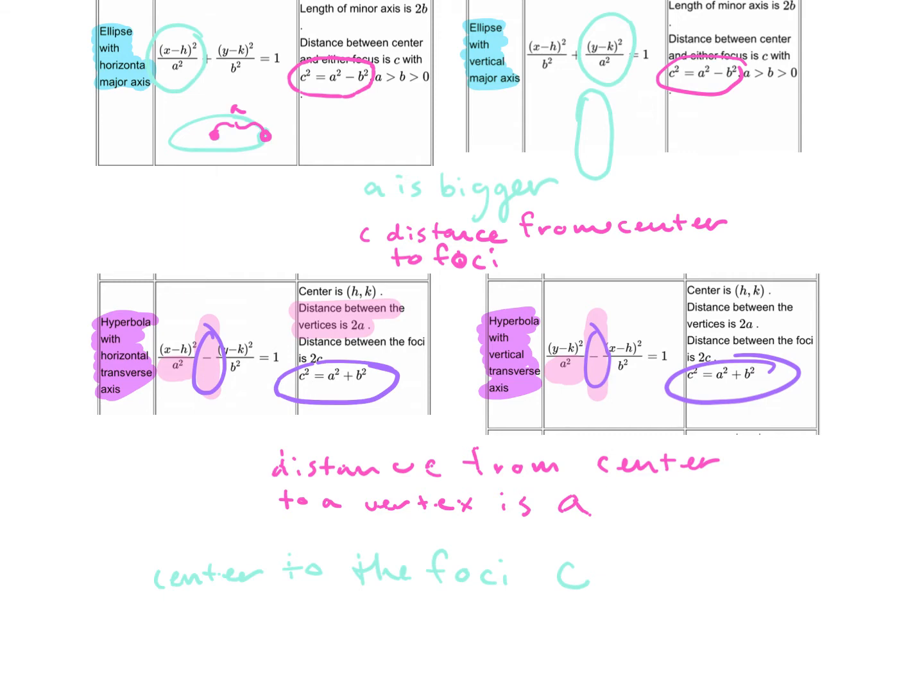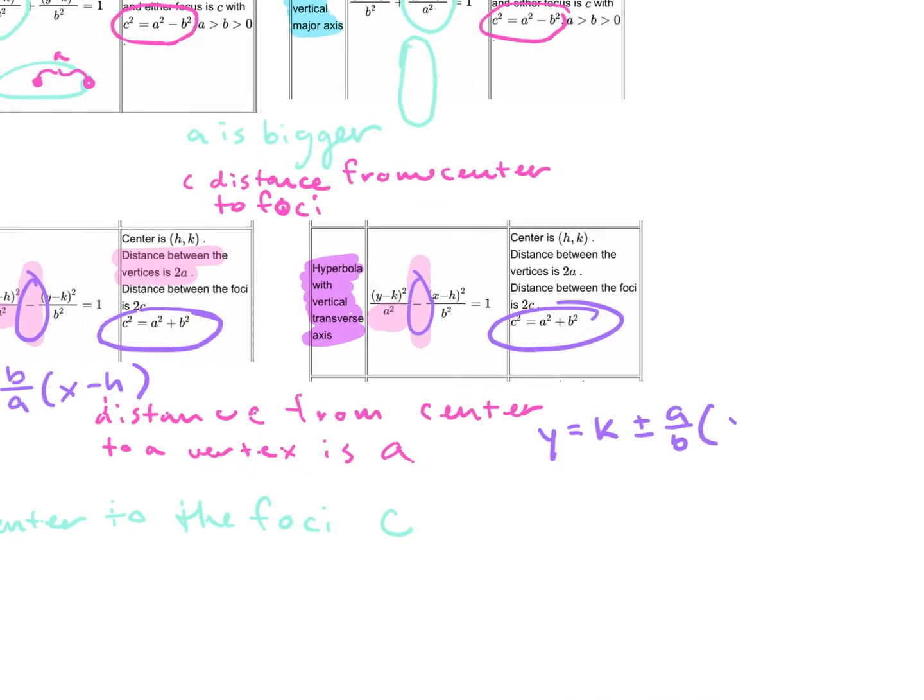So our asymptotes are y is equal to k plus or minus. When it's horizontal, it is b over a times x minus h. When it's vertical, it's a over b. So it's the same thing. Y is equal to k plus or minus a over b times x minus h. So this is your asymptote.